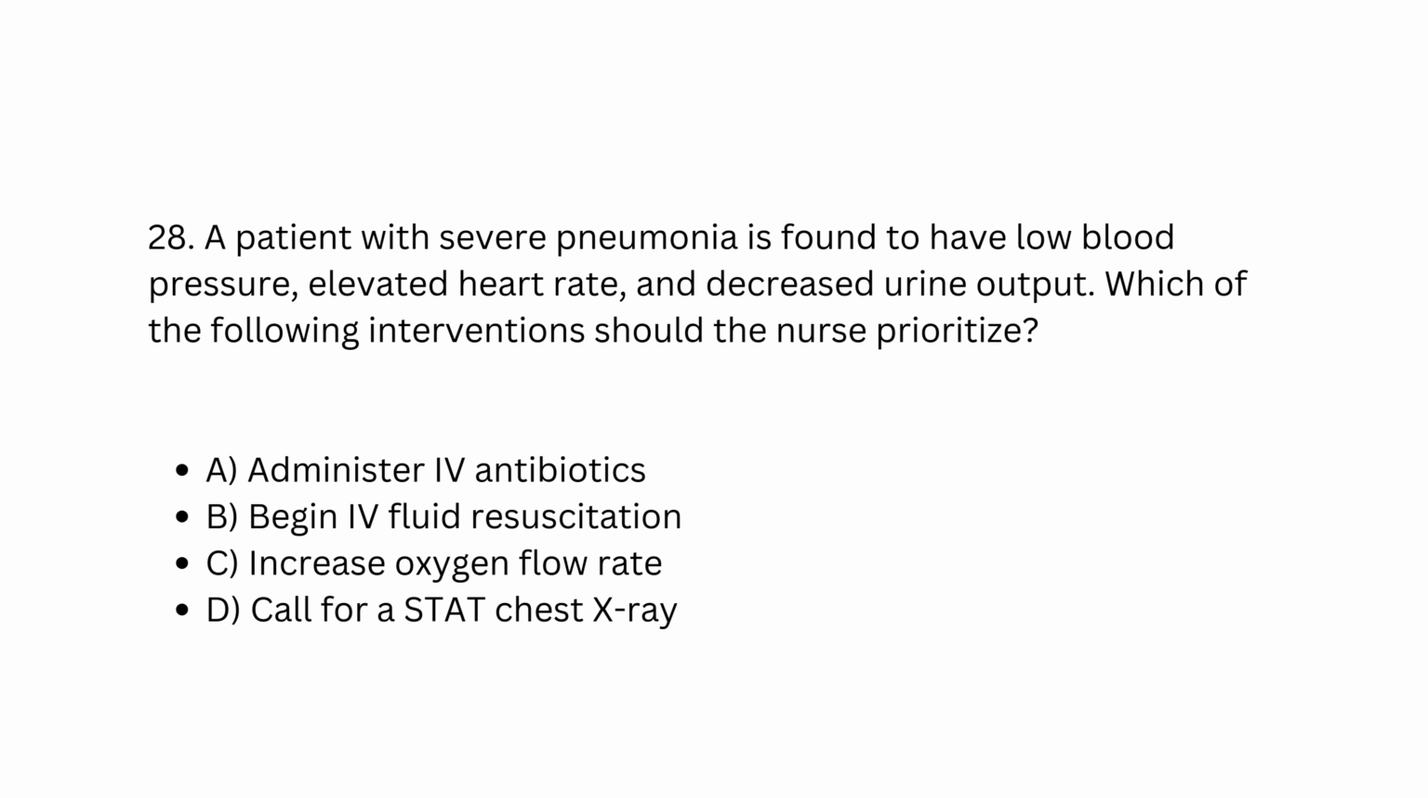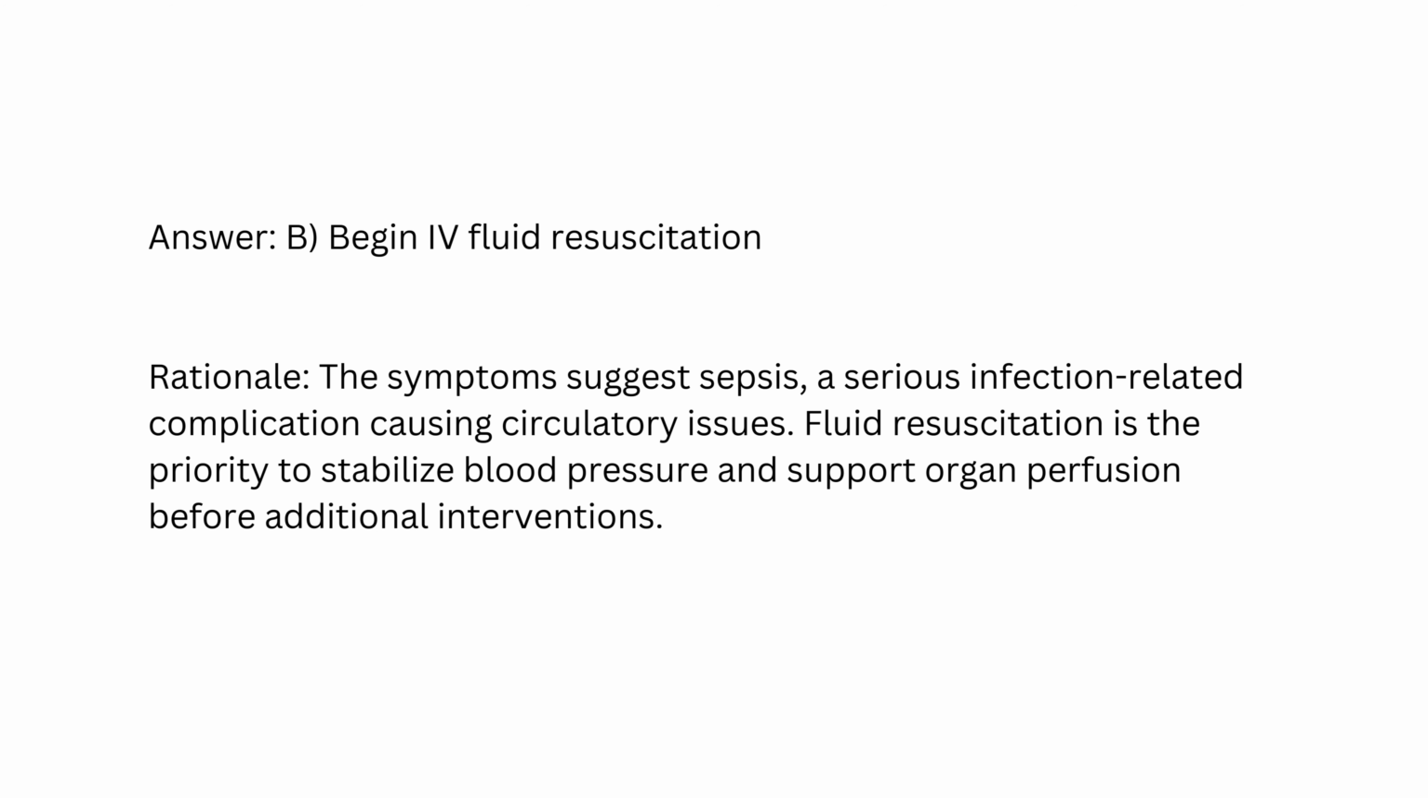28. A patient with severe pneumonia is found to have low blood pressure, elevated heart rate, and decreased urine output. Which of the following interventions should the nurse prioritize? A. Administer IV antibiotics. B. Begin IV fluid resuscitation. C. Increase oxygen flow rate. D. Call for a stat chest X-ray. Answer: B. Begin IV fluid resuscitation. Rationale: The symptoms suggest sepsis, a serious infection-related complication causing circulatory issues.